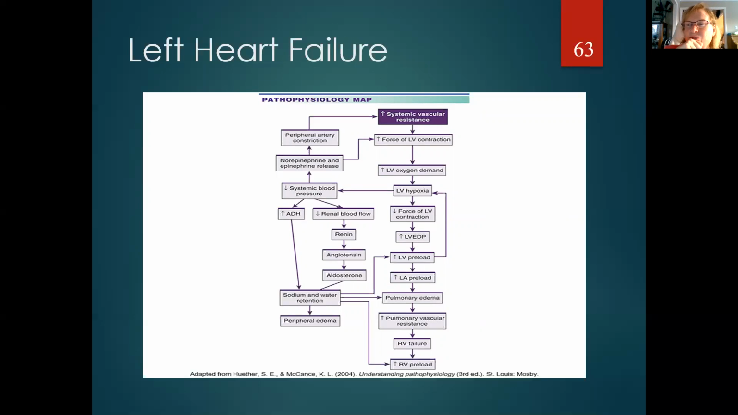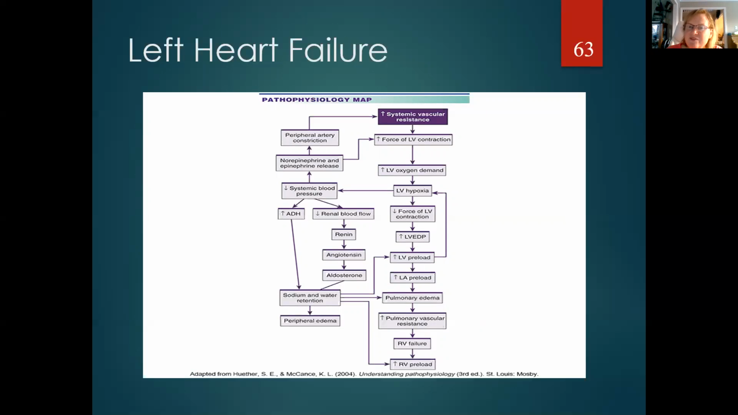Increased systemic vascular resistance. So what does that mean? Remember, we've got that systemic vascular resistance, the tone in your systemic blood vessels increases, and so your heart is having to push hard, contract, and really in a very forceful way to try to get that blood flow through. So increased systemic vascular resistance. Then that leads to the increased force of your left ventricular contraction, right? Your left ventricle has to pump really hard, contract really hard to get that blood flow through.